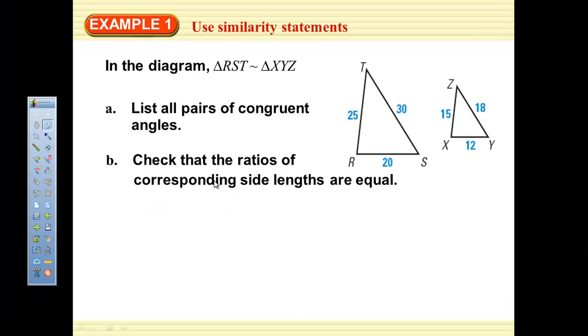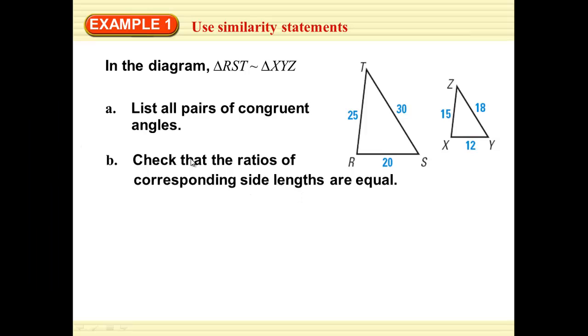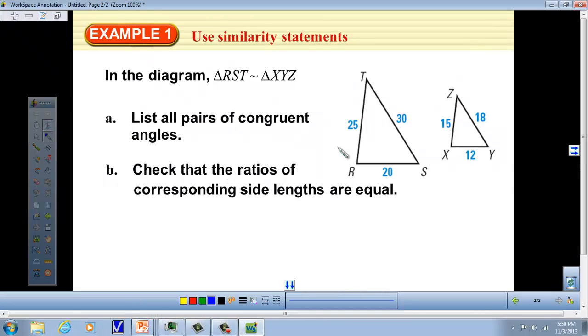Next, we're going to look at the ratios of corresponding side lengths and make sure that they're equal. So what we do here is we look at corresponding sides and we write ratios for each. So one of them that we can write is RT, and again, you don't need the picture, but RT matches with XZ, so we can write RT over XZ here. RT is 25, XZ is 15, so we write that that is 25 over 15, which reduces to, dividing by 5, we get 5 over 3.